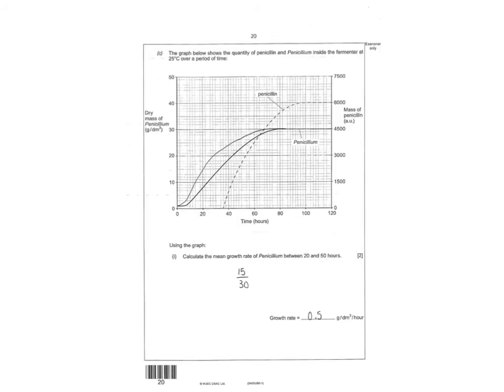The graph below shows the quantity of penicillin and penicillium inside the fermenter at 25 degrees over a period of time. Using the graph, calculate the mean growth rate of penicillium between 20 and 50 hours. So penicillium, so we went up, and then we had 15 divided by 30, which gives me an answer of 0.5.